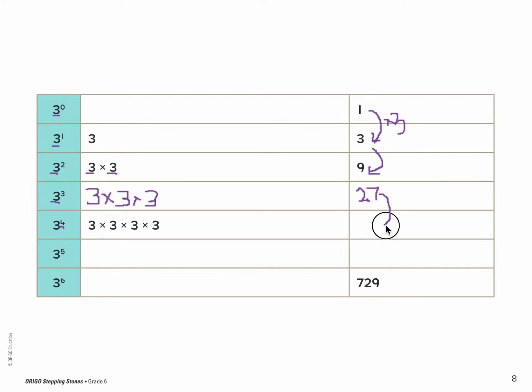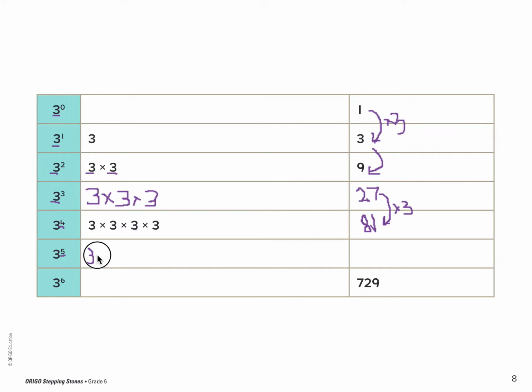9 times 3 is 27. 27 times 3 is going to give me the next row of the table. 27 times 3 is 81. Which makes sense because we're just adding another power of 3. We're multiplying by 3 one more time. How many times am I going to multiply 3 if I am writing it to the 5th power? 3 to the 5th power.